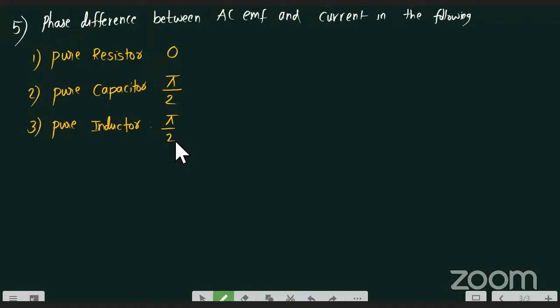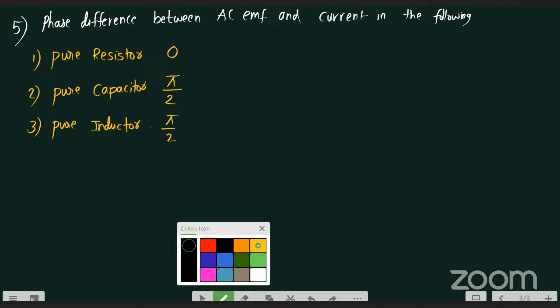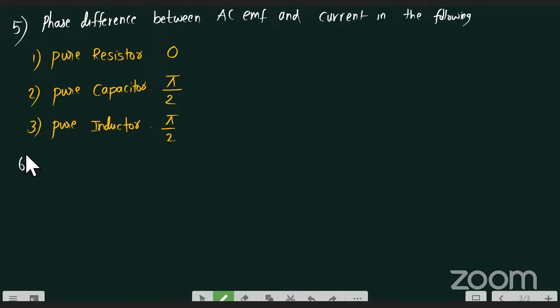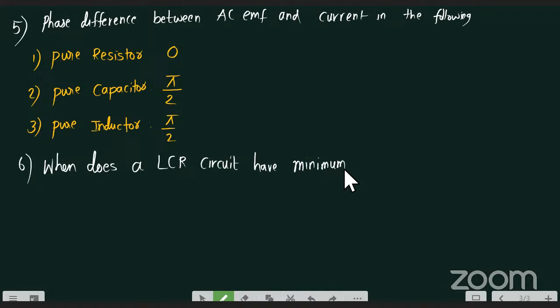So this was question number 5. And the next question is question number 6. So what is question number 6? When does a LCR circuit have minimum impedance?